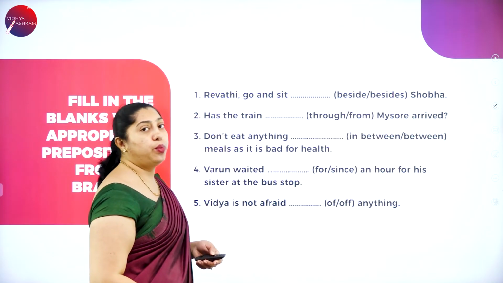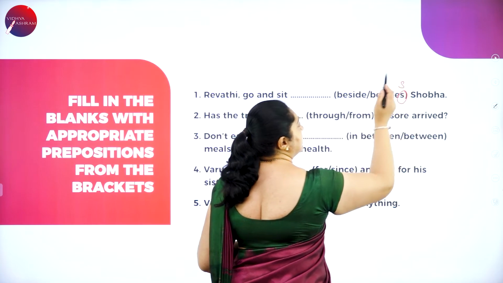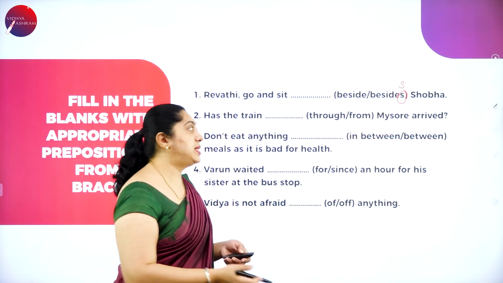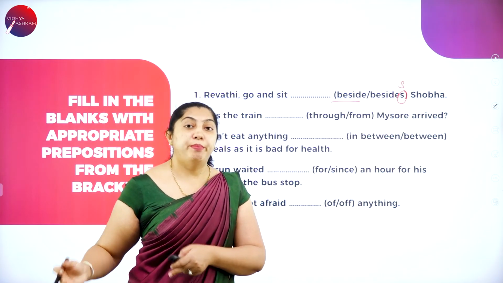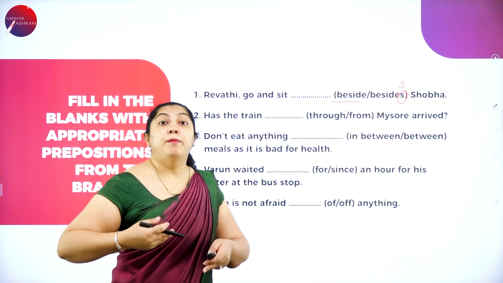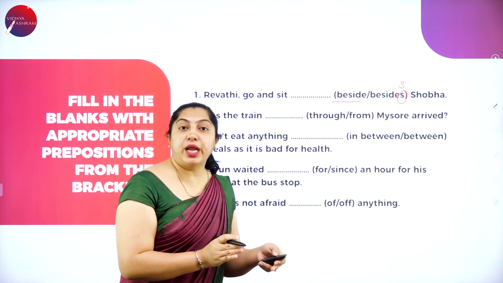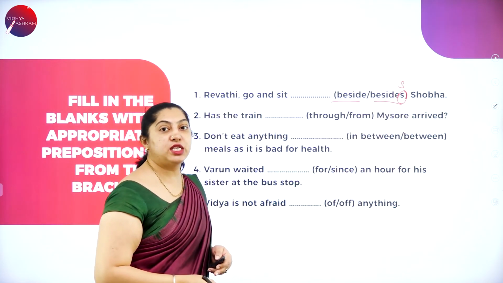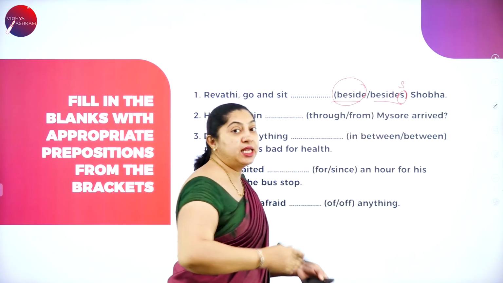Now there are two words. When I pronounce them, they sound similar, beside and besides. The only difference is one extra letter, S. But the meaning is also different. When I say beside, it means next to me. Sit next to me, or keep your bag beside you. Beside in the sense of next. What is the meaning of besides? I am a good teacher besides a responsible citizen. Apart from being a teacher, what am I? I am a responsible citizen. That is besides. So what is the correct answer for this question? Revati, go and sit beside. This is the answer. Beside is next to me.